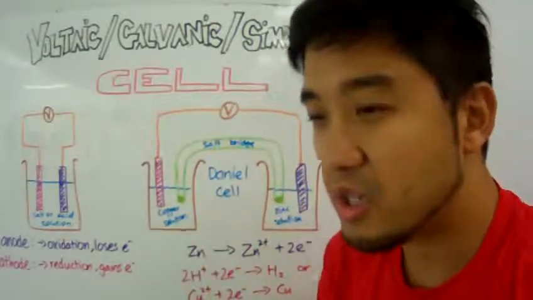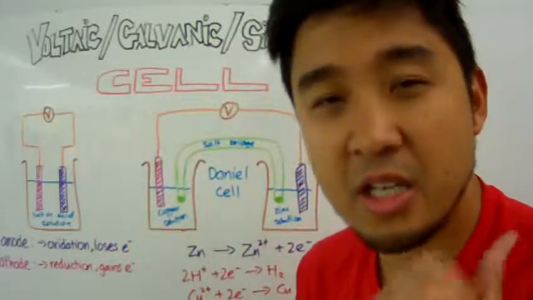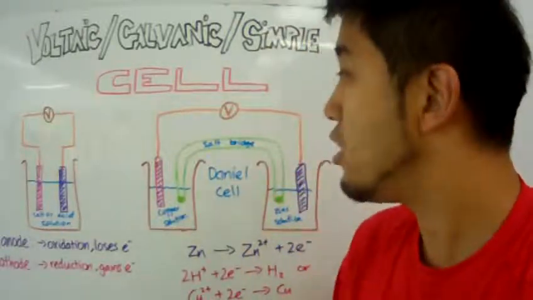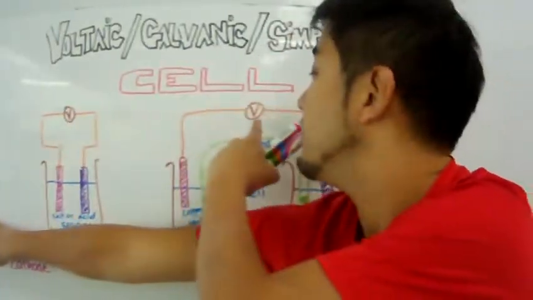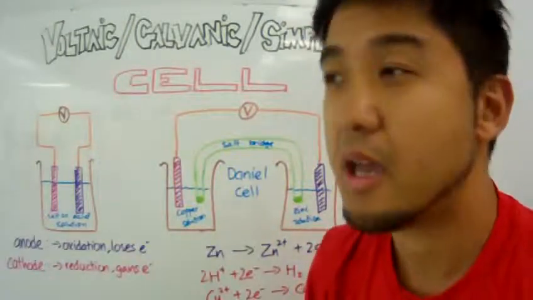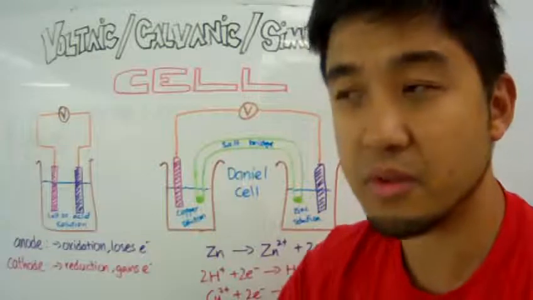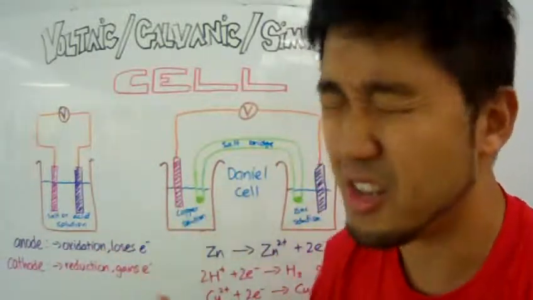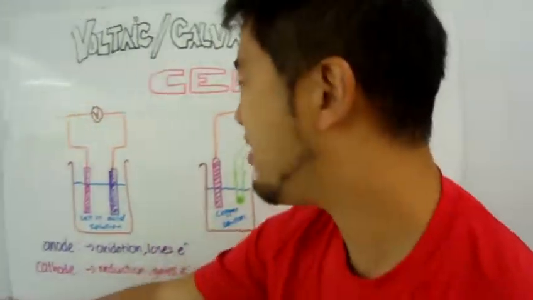How do you differentiate whether the illustration is an electrolytic cell or a simple cell? Well, by looking at the diagram, you see that there is a V on top of it. This V is a voltmeter, and a voltmeter basically reads the amount of volts that is passing through, which is electrons. Okay, so let's get started right away with this simple cell.